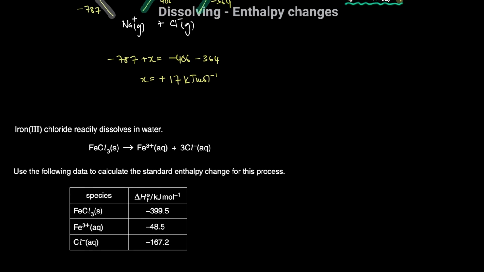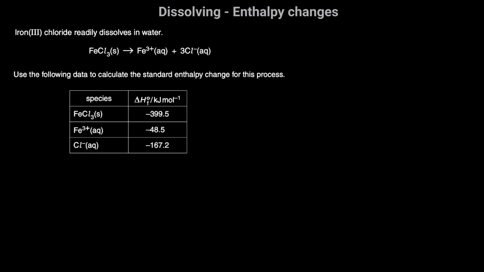Now let's look at the next example, which says that iron 3 chloride readily dissolves in water. Use the following data to calculate the standard enthalpy change for this process. Here, of course, we want to calculate the enthalpy of solution for iron 3 chloride, since 1 mole of solid iron 3 chloride is dissolving to form a solution of its aqueous ions. Now over here, we want to calculate the enthalpy of solution of iron 3 chloride, and they've given us the enthalpies of formation of iron 3 chloride as well as the products here, which are the aqueous ions, the iron 3 ions as well as the chloride ions.